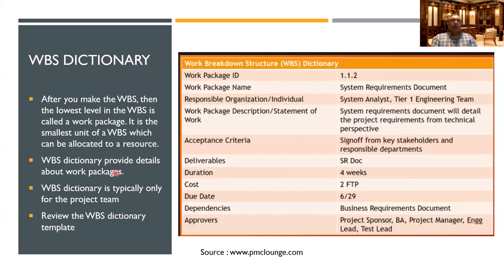So you have to create, so there may be 10, 15, 20 WBS dictionaries, depending on the complexity of your project. Those are what you will have available, so you can provide them to the people who will do the work. And next we will talk about the schedule, how to calculate the time, and how to estimate the cost also.